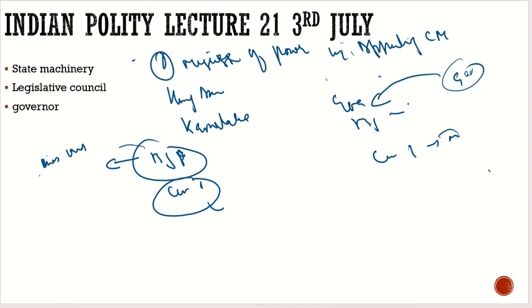Second, in testing the majority, for example, after the elections are over, there is no clear-cut majority for any political party. The governor will be biased towards a particular political party. It will give them extra time to test their majority.